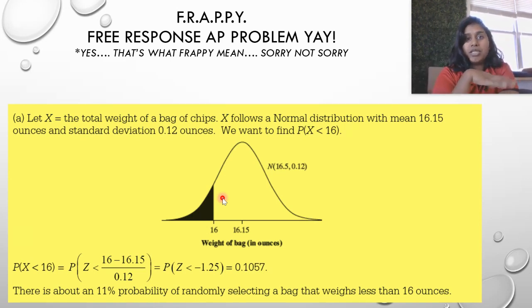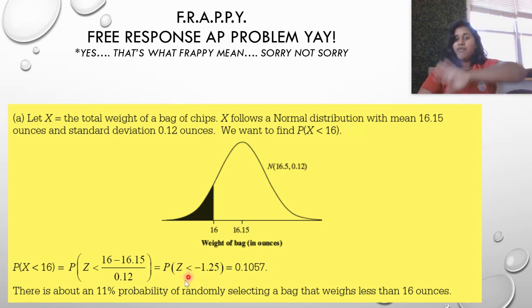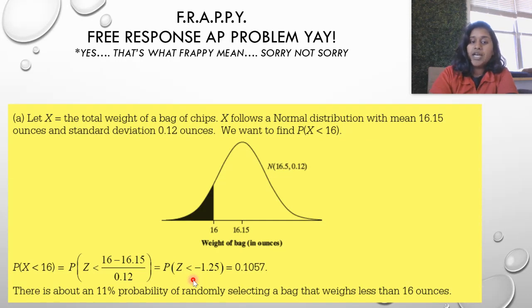So I go to my z-score formula where I do observed minus expected all over the error. And so I end up with 16, the observed value that we're dealing with. They want 16 or less, minus the expected value, the average, all over the error, or my standard deviation. So I end up looking at a z-score of negative 1.25 or less. So if I go to my z-score table, or I use an online table calculator, or I use the TI Nspire or 84, I end up with a p-value, an area under the curve, of 0.1057. There is an 11% probability of randomly selecting a bag that weighs less than 16 ounces.